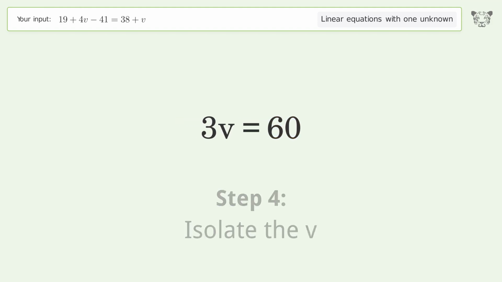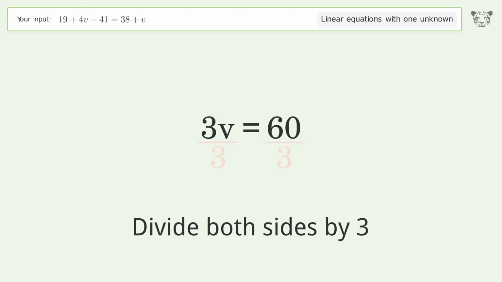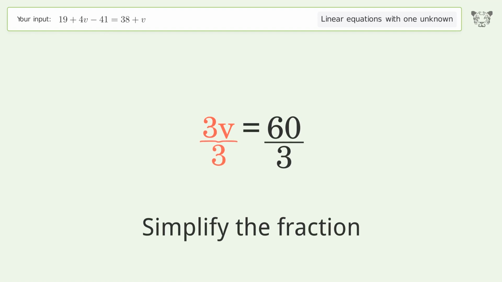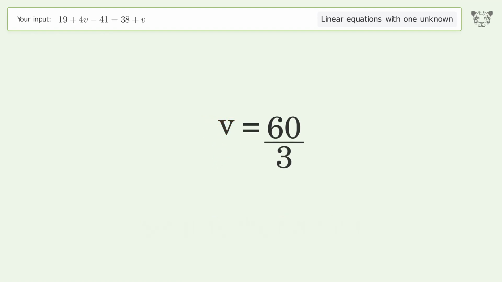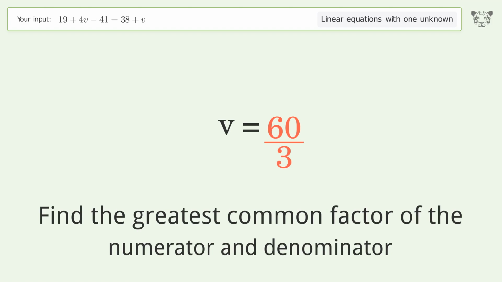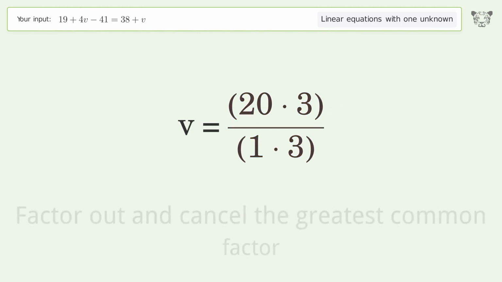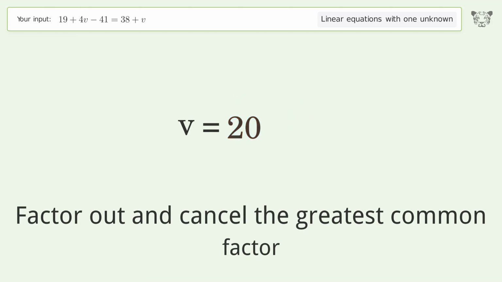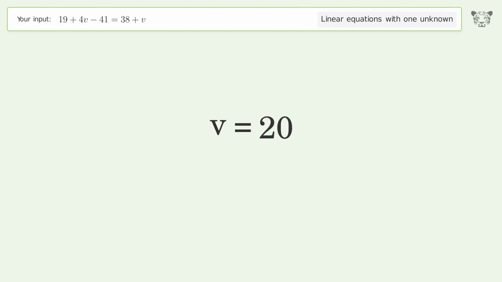Isolate the v. Divide both sides by 3. Simplify the fraction. Find the greatest common factor of the numerator and denominator. Factor out and cancel the greatest common factor. And so the final result is v equals 20.